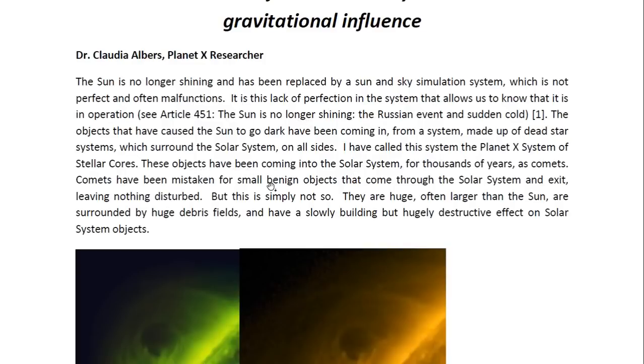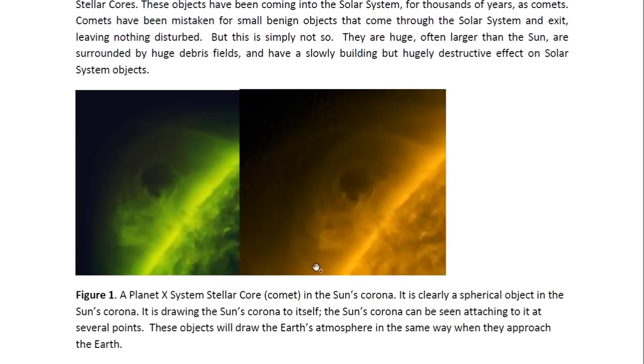Now the objects that have caused the sun to go dark have been coming in from a system made up of dead star systems which surround the solar system on all sides. I have called this system the Planet X system of stellar cores. These objects have been coming into the solar system for thousands of years as comets. Comets have been mistaken for small benign objects that come through the solar system and exit, leaving nothing disturbed. But this is simply not so. They are huge, often larger than the sun, are surrounded by huge debris fields, and have a slowly building but usually hugely destructive effect on solar system objects.